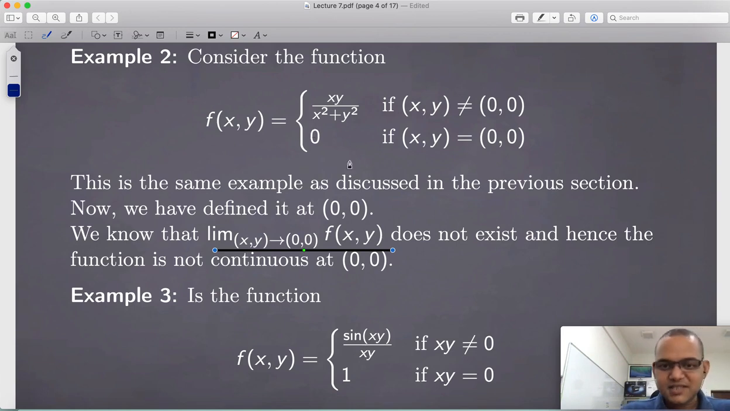But this example we had worked out when we were discussing the limit, and we saw that this limit does not exist. If you remember, you can do it by taking some particular directions, correct? You can approach it through the axis or along y equal to x, and then see what is happening. So this example is such that the limit does not exist here, so the function is definitely not continuous.